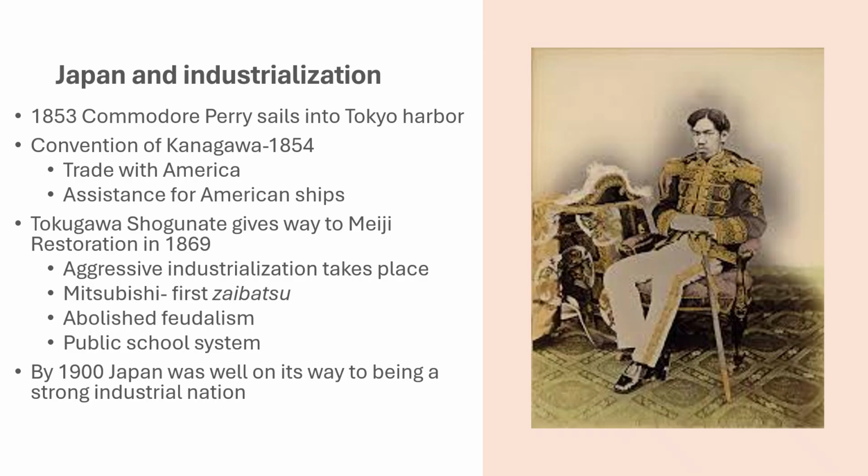And it's at that time that things really begin to change in Japan. The shogunate starts to lose some of its political power and influence. People start to not be as confident in the shogunate, and people want to see a modernization of Japan. And so the Tokugawa shogunate, after some time, by 1869, will give way to the Meiji Restoration.